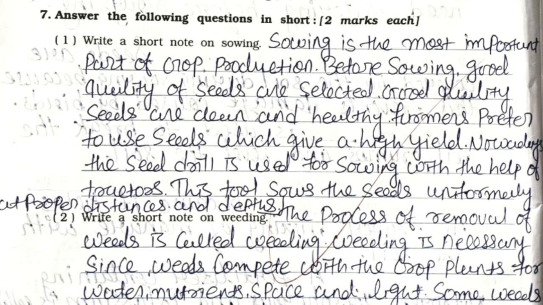First one, write a short note on sowing. Sowing is the most important part of crop production. Before sowing, good quality of seeds are selected. Good quality seeds are clean and healthy. Farmers prefer to use seeds which give a high yield. Nowadays, the seed drill is used for sowing with the help of tractors. This tool sows the seeds uniformly at proper distances and depths.